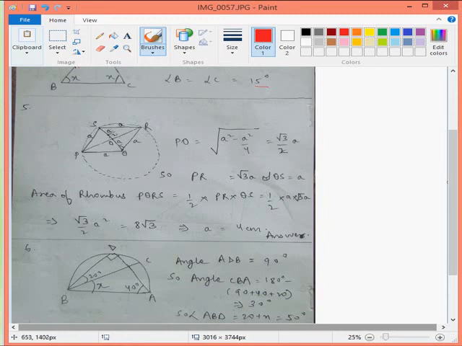So we suppose that the length of one side of the rhombus is A. If this is A, then this whole line SQ is also A, and the diagonals of a rhombus bisect each other. So this SO is A by 2 and OQ is also A by 2. Now we have to calculate the value of PO. How do we calculate the value of PO?